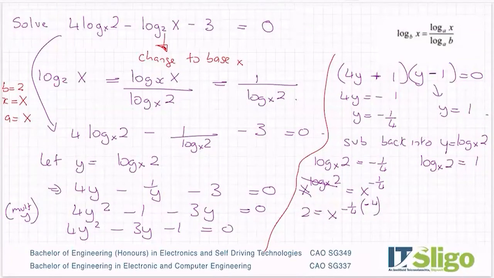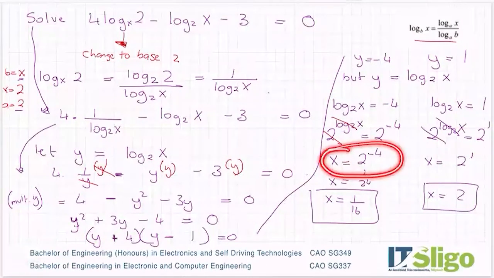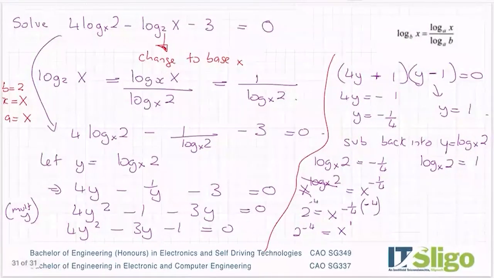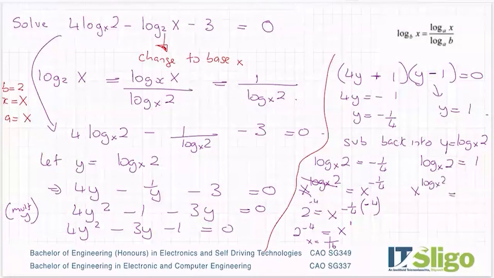Okay, and if I'm multiplying that side by minus 4 in the power, I have to do the same to the left. So I get 2 to the minus 4 is equal to x to the power of 1. Okay, and 2 to the minus 4, just like we had here, is going to give me that x being equal to 1 over 16. Okay, now let's do the same to this side and solve this one. So everything gets raised up by x. Log x and x cancels. X is 2 is equal to x to the power of 1, or x is equal to 2.